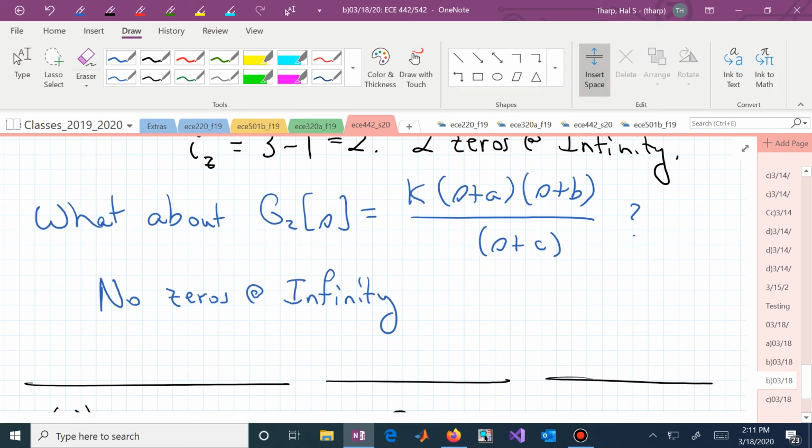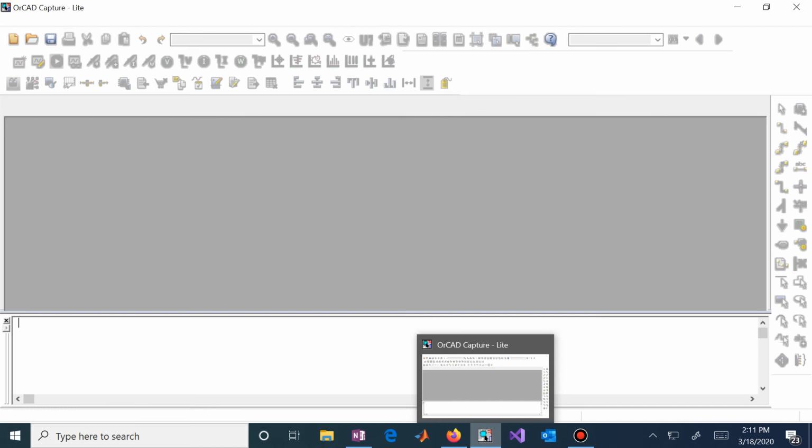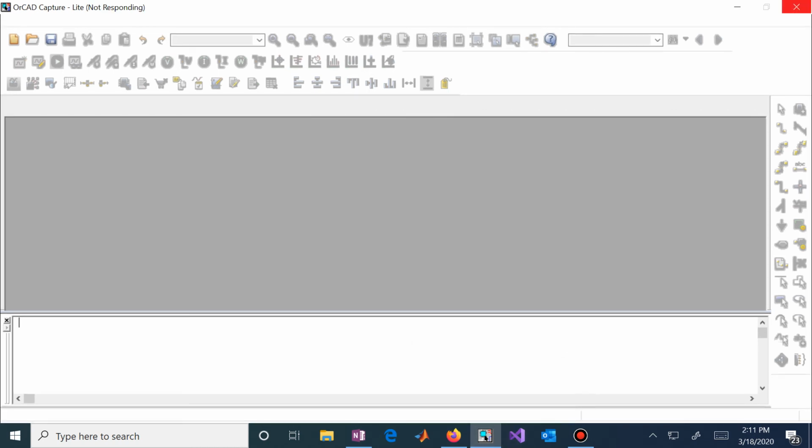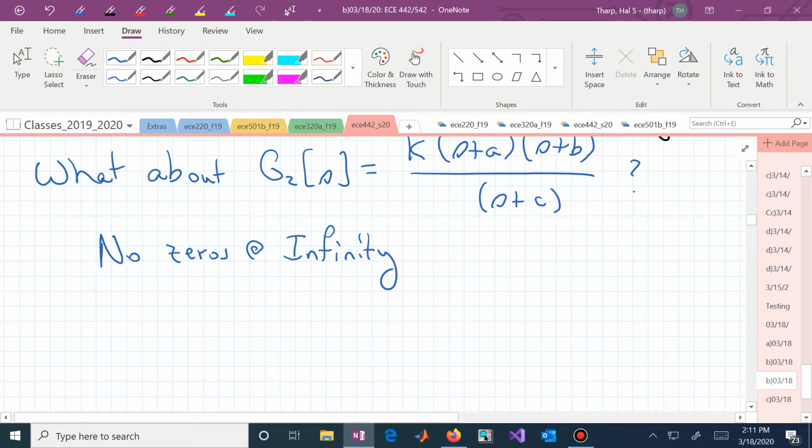And in fact, we can actually look at this a little different way. And let's do some circuit analysis with Cadence. I don't really want to do that. So let's not do that, since I now have too many windows open.